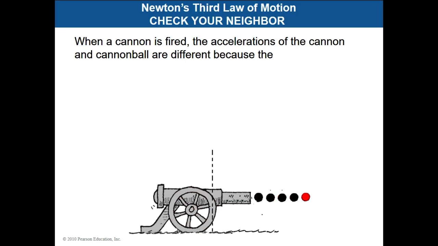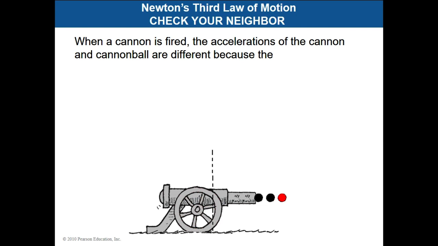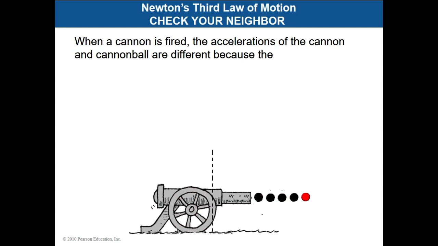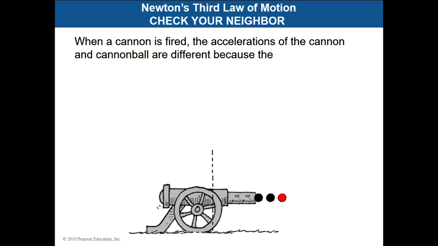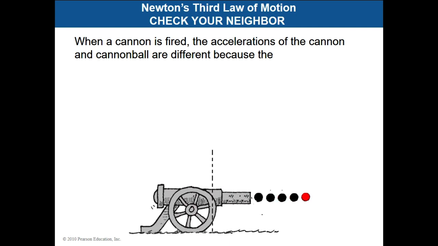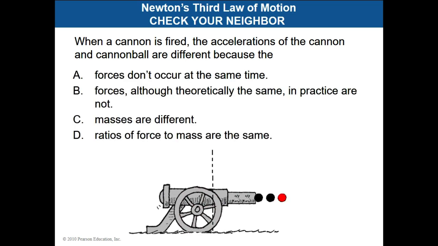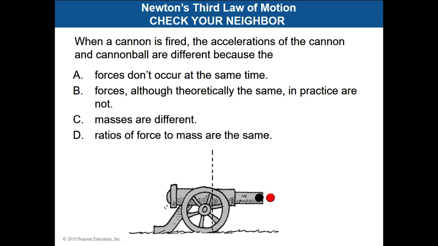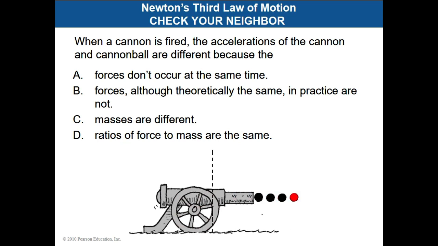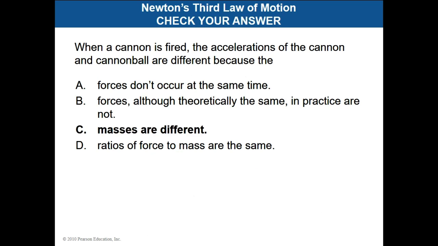Look at the picture here and answer the following question. When a cannon is fired, the acceleration of the cannon and the cannonball are different because... So what's the answer? What's the reason? Why are the accelerations of the two objects different? Think about it. The answer is C, because masses are different.